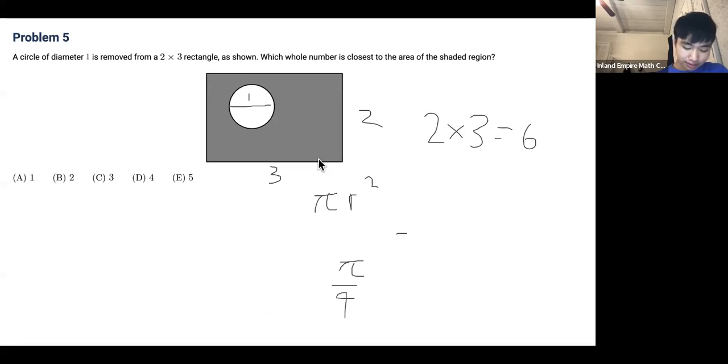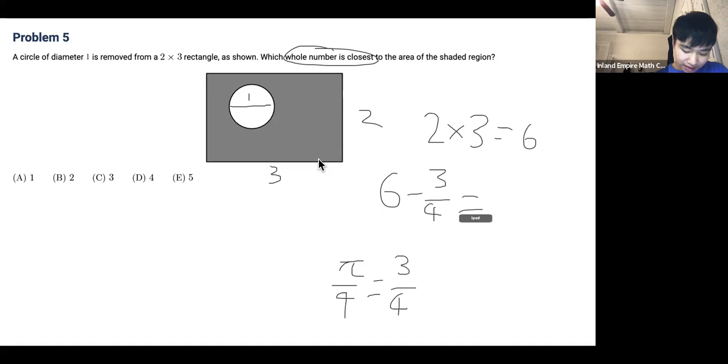And well, what is pi over 4, right? Pi over 4 is about 3 over 4, slightly more than 3 over 4. But of course we're looking at which whole number is closest, so we don't need to know the exact answer. So it is slightly bigger than 3 over 4. And if it's slightly bigger than 3 over 4, then it'll be 6 minus 3 over 4, which is 5¼. So the area of this is a bit less than 5¼.